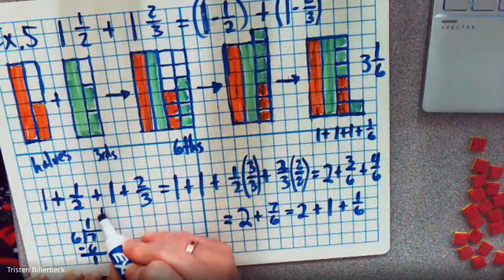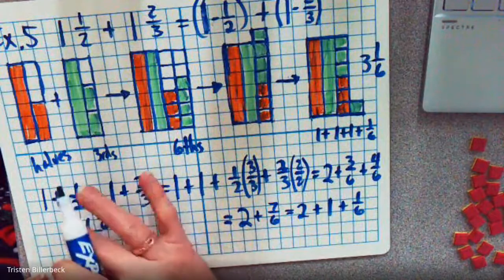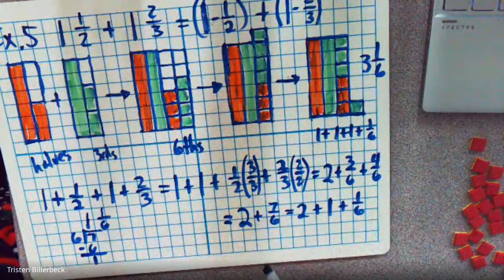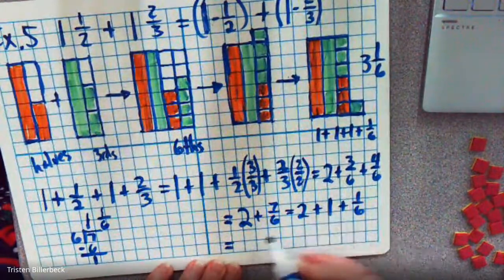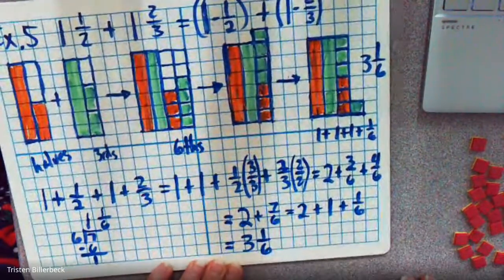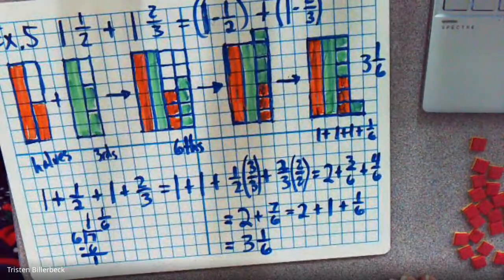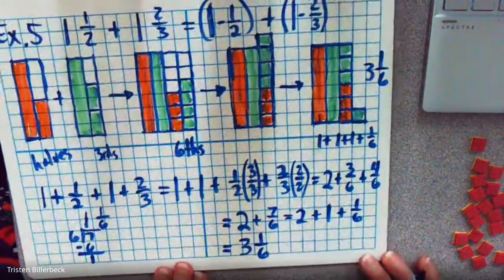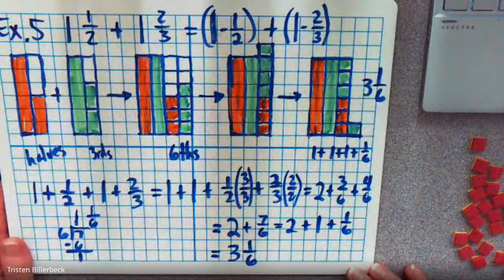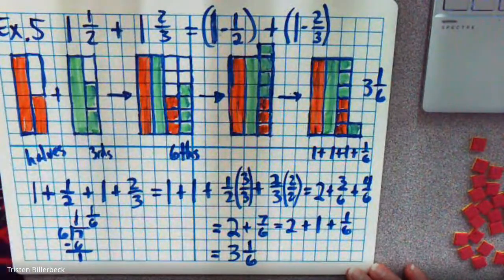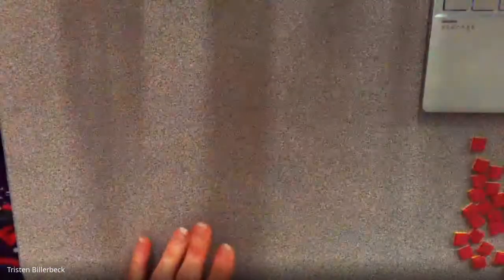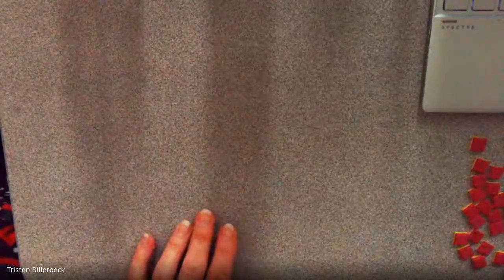So we write the remainder over the divisor. 1 and 1/6. So now our final answer is 2 plus 1 is 3 plus 1/6. So we have 3 and 1/6. So that's how we add fractions with whole numbers and fractions. Mixed numbers. There we go. That's what they're called. Mixed numbers.